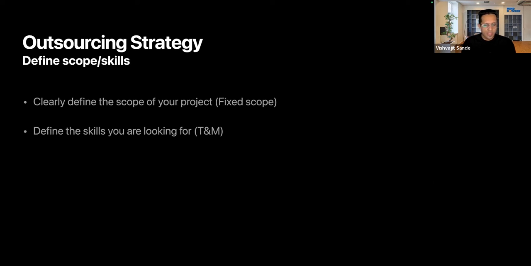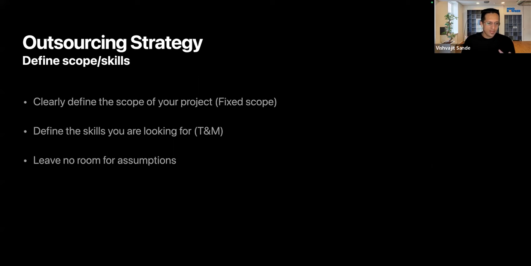If you're going with a time and material model, where the outsourced team is eventually going to work with your dev team, then defining the skills you're looking for is really important. As this outsourced team is going to work hand in hand with your team, you should always look for skills that complement your developers. So eventually the end goal would be much bigger. And as I already said, the scope definition should be so accurate that there is no room for assumptions.